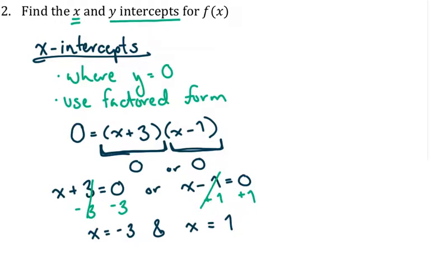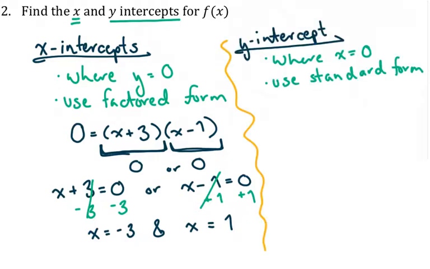But now that we found our 2 x-intercepts, we want to find our y-intercept. As you can imagine, since I said we were going to use both forms, if we're using factored form for our x-intercepts, we're going to use standard form for our y-intercept.